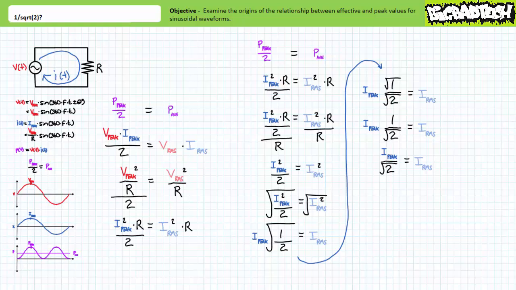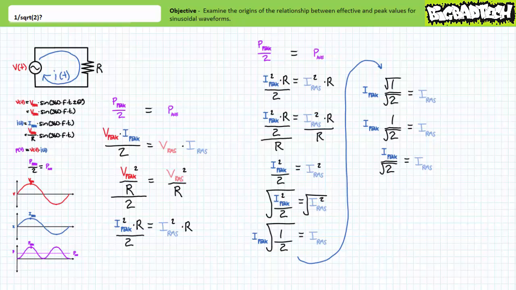Like I said, you don't need to dwell on these details since this isn't a math class, but this should quell any doubts about the origins of 1 over square root 2 if you previously had any curiosity. What I do care about is your ability to use these results. The effective or RMS value of a sinusoidal waveform is 0.707 of its peak value, and the peak value is roughly 1.414 times the effective or RMS value. Do not mess this relationship up.